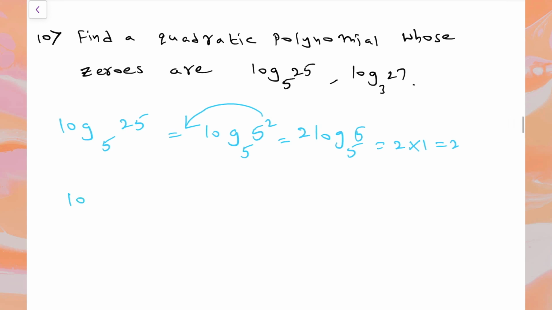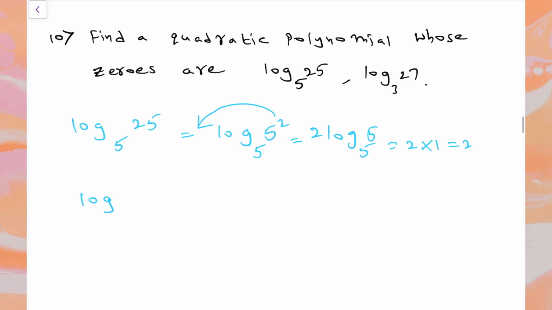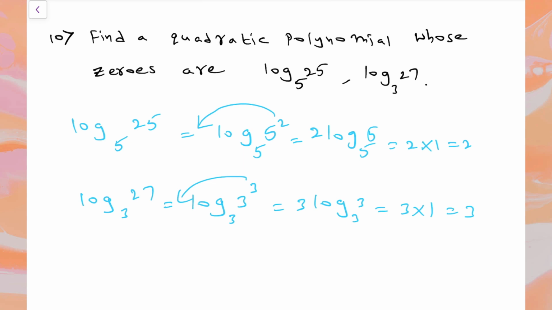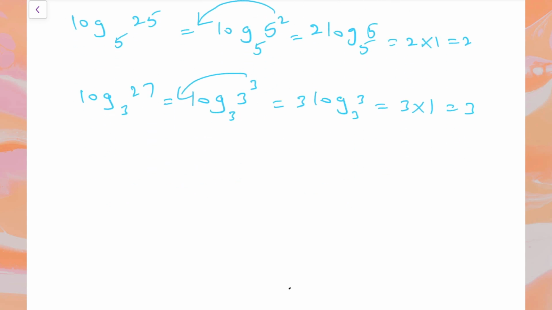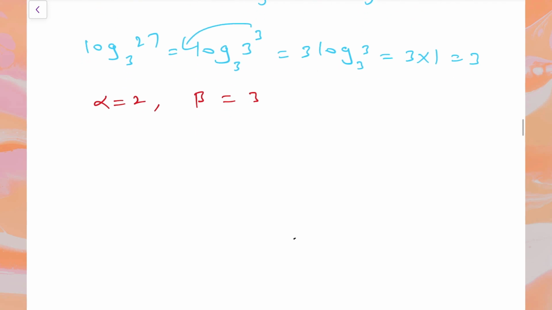Then taking the second one, log 27 base 3. 27 can be written as 3 power 3, base 3. The 3 will come to the front, so 3 times log 3 base 3. Log 3 base 3 is 1, so 3 into 1, that is 3. Both the values we got are 2 and 3. One I am taking as alpha, alpha equals 2, and the second one as beta. You can take it in reverse also, anyway you get the same answer.